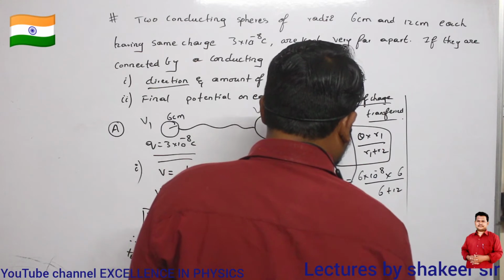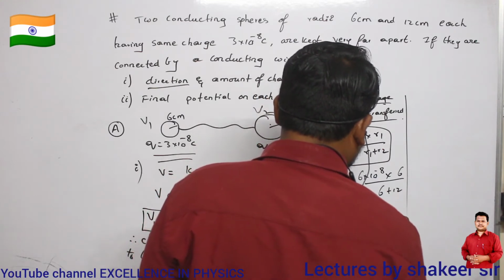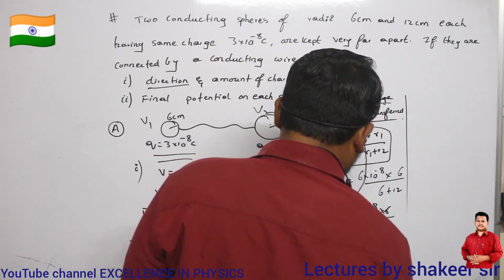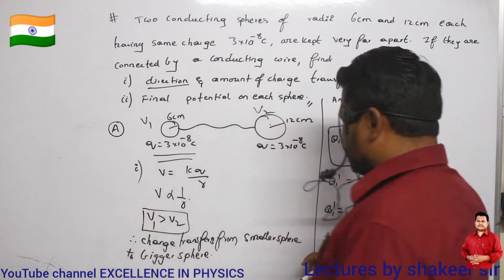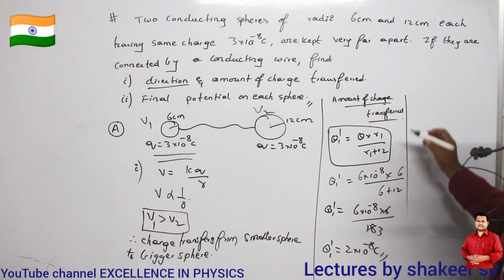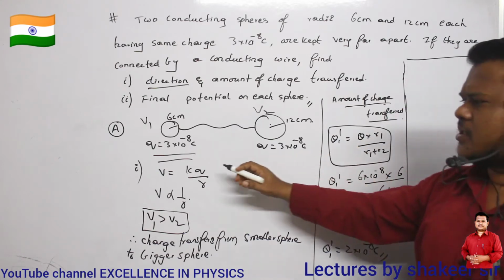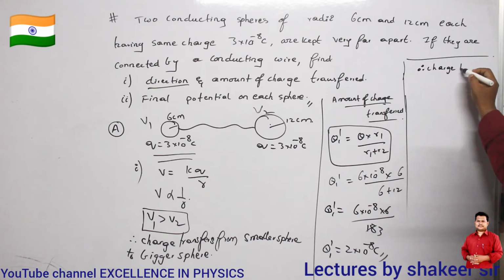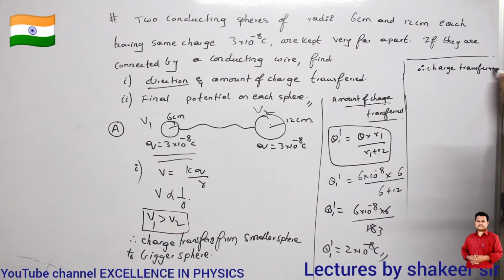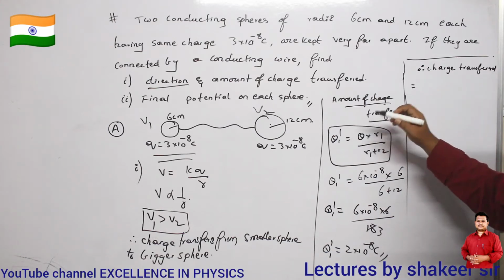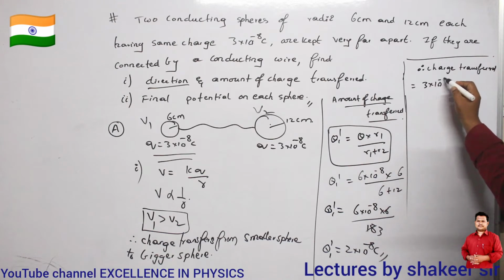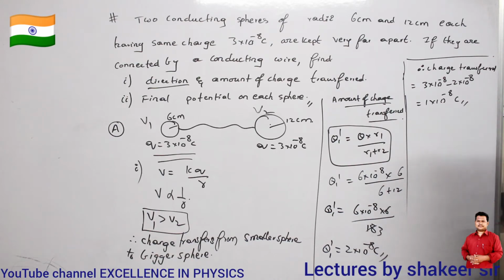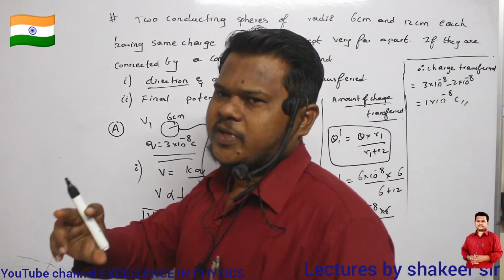Q1 dash is equal to 6 into 10 power minus 8 into 6 divided by 18. So Q1 dash is equal to 2 into 10 power minus 8 coulombs. This is the final charge present on the first sphere. The initial charge is 3 and the final charge is 2. Therefore, the charge transferred is initial charge minus final charge: 3 into 10 power minus 8 minus 2 into 10 power minus 8, which is 1 into 10 power minus 8 coulombs. This much charge is transferred from one sphere to the other.